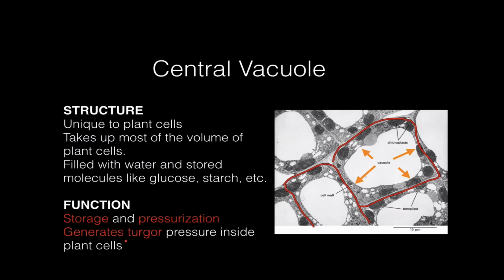Now, we have a word for that in biology. It's called turgor pressure. So turgor pressure is the pressure that's generated by the working together of the vacuole as it absorbs water and generates pressure, which pushes against the cell wall. And the cell can't explode because the cell wall is strong enough to contain this pressure.